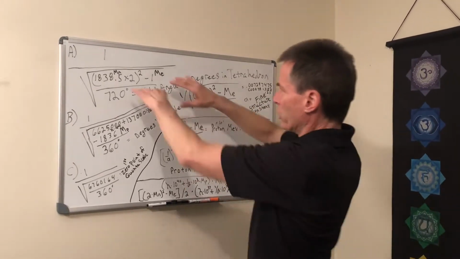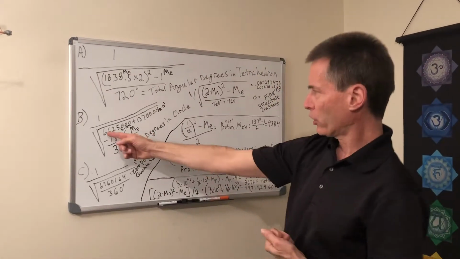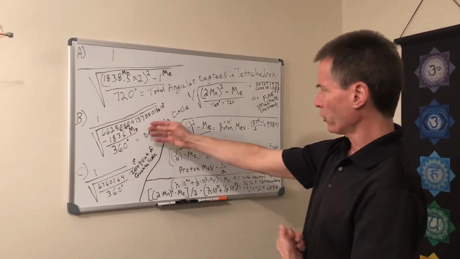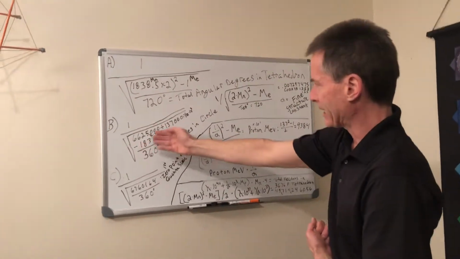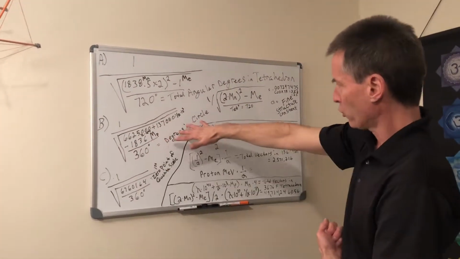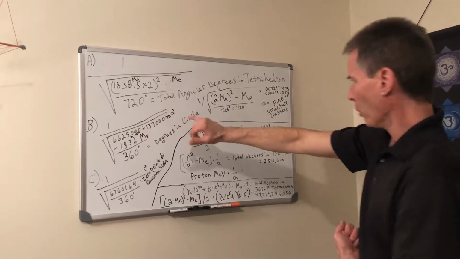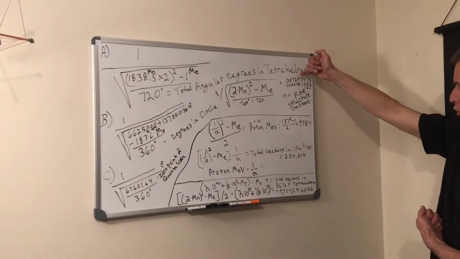What we're finding then is this translates into Planck's constant times 10 to the 40 plus the inverse of the fine structure constant times 10 to the third minus the mass of the proton divided by the total number of angular degrees in a circle. Once again gets our fine structure constant, 0.007297.